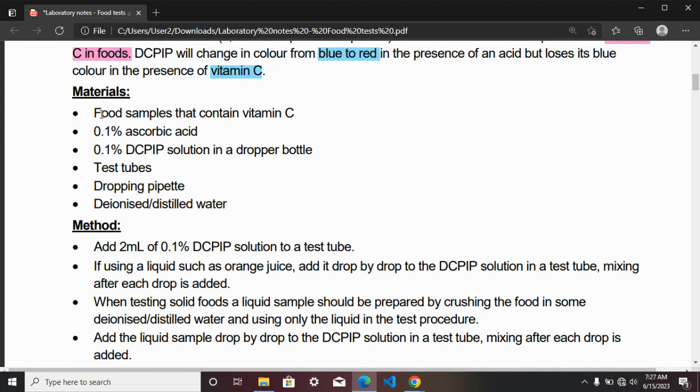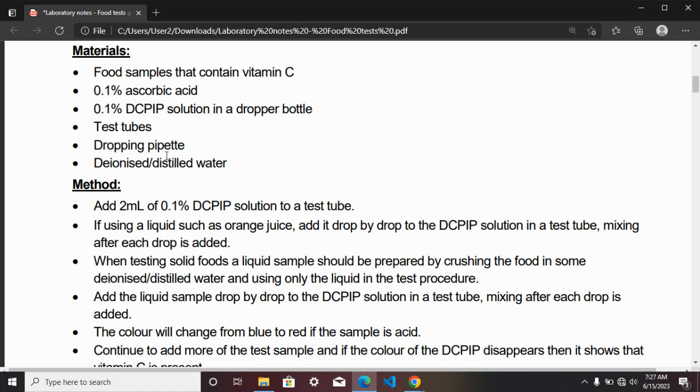So we need these materials: food samples that contain vitamin C, ascorbic acid 0.1%. That is the percentage actually. DCPIP solution in a dropper bottle, test tubes, dropping pipette, and deionized or distilled water. Distilled water means pure water without any minerals.